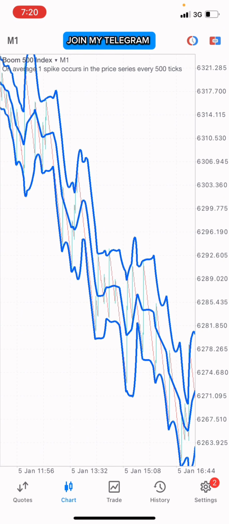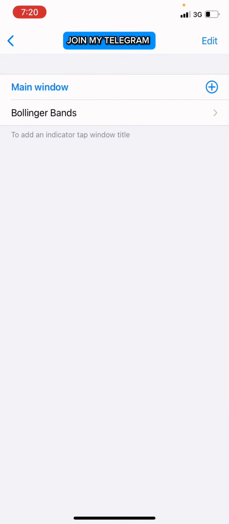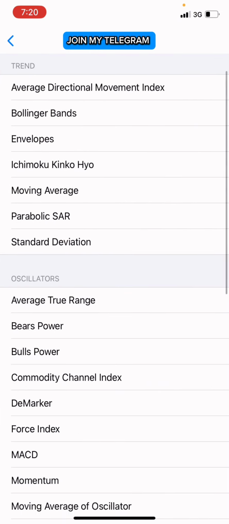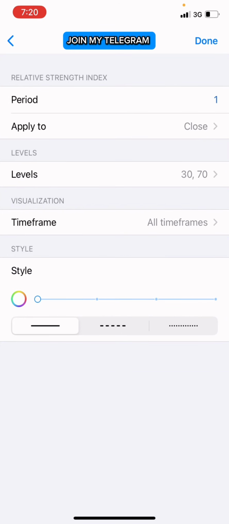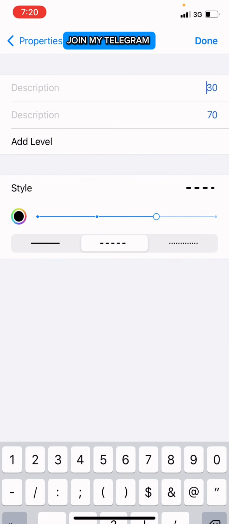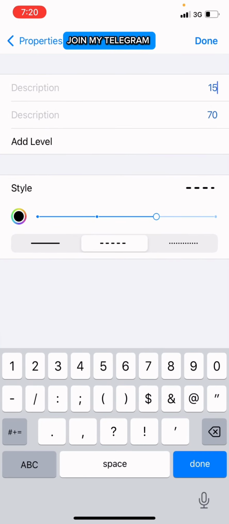Now the second indicator we're going to use is going to be the RSI, the relative strength index. We're going to put that on indicator window 1. We'll look for the RSI and put the period to 1, apply to close. Then for the levels, the first level is going to be 15 and the second level is going to be 85. I'm going to explain the reason for these levels in this video.